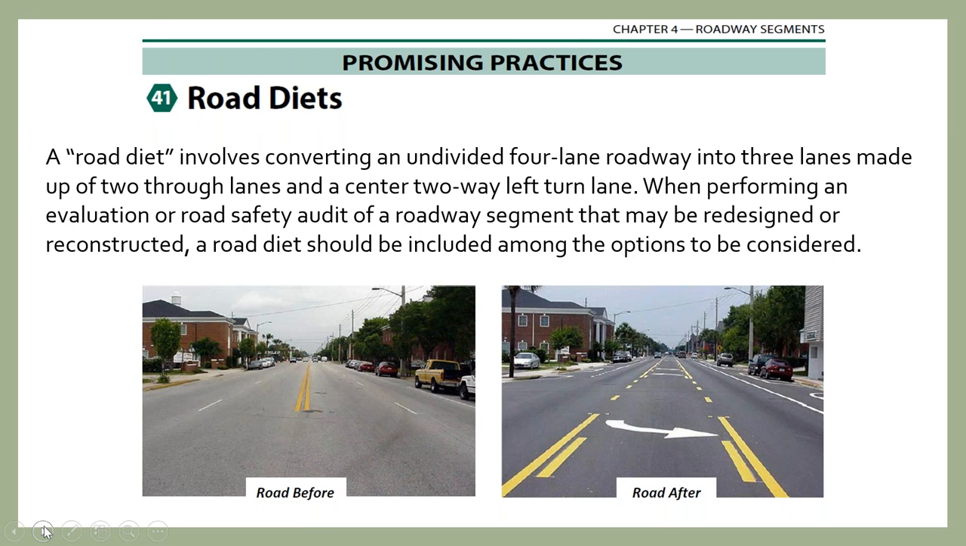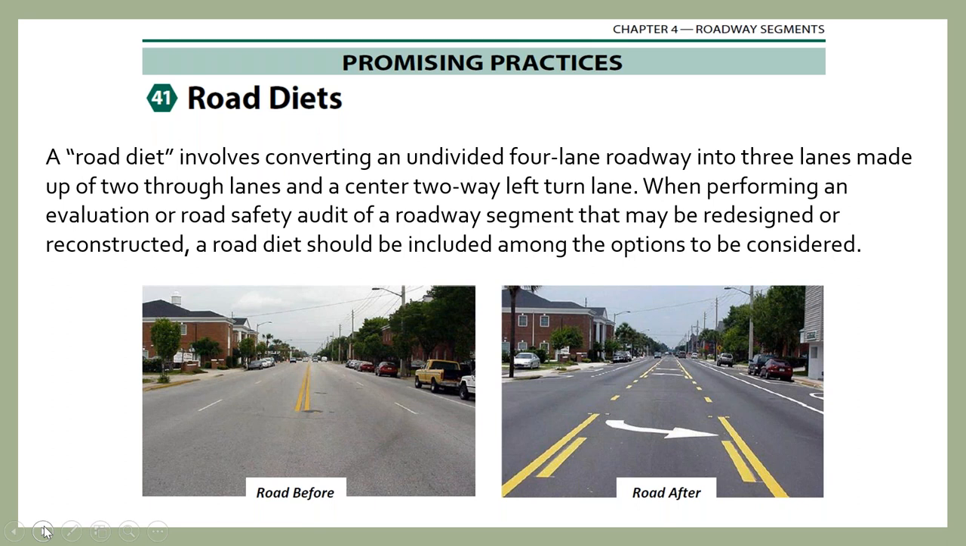But there's other possibilities, putting in bicycle lanes, putting in on-street parking. A center two-way left turn lane can also allow for putting in a pedestrian refuge island for a mid-block pedestrian crossing. There's all kinds of possibilities for what can be done through a lane reconfiguration project. And that's a more technical name.